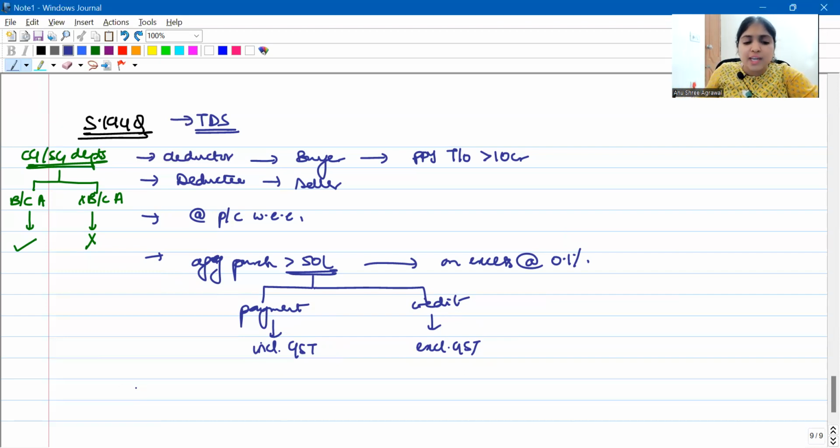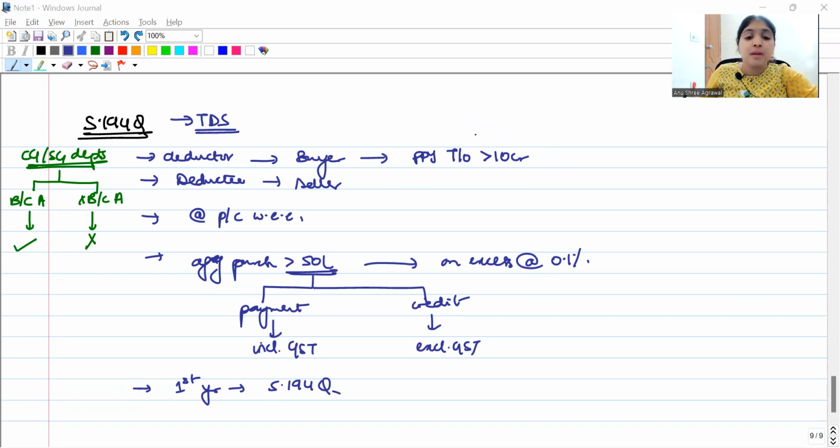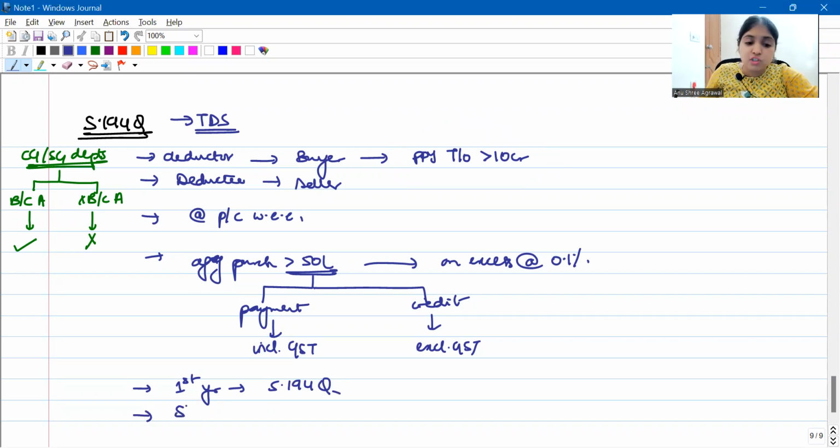Understood, guys? Then talking about some smaller points, in the first year of business, section 194Q will not apply because you don't know preceding previous year turnover. Then in case the transaction is through the stock exchange, even there 194Q will not apply. So this is what I want you to remember under 194Q. Okay. We do have 1 or 2 small points still left. I'll discuss that with you.